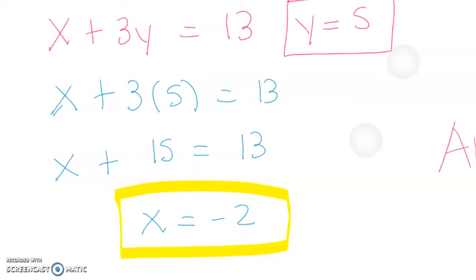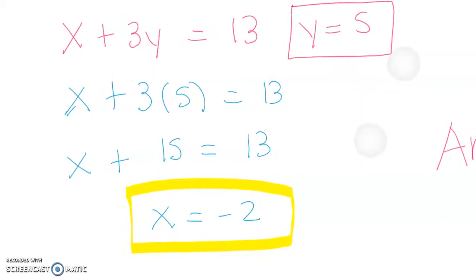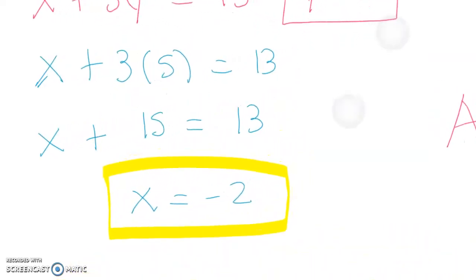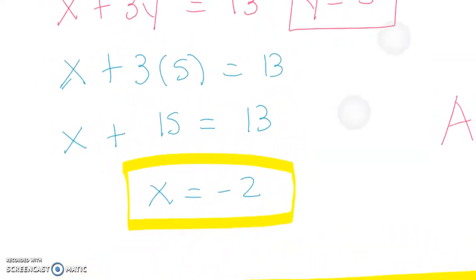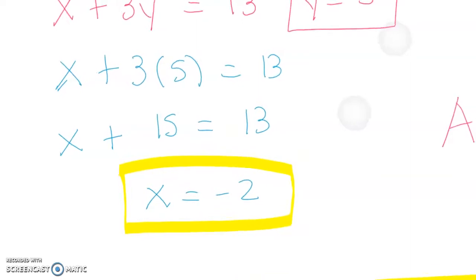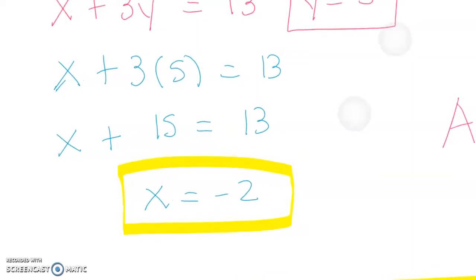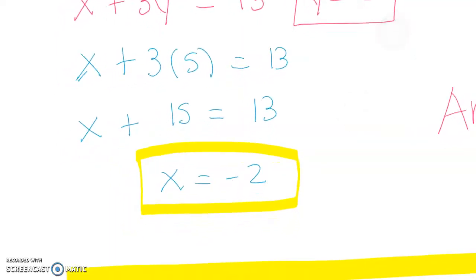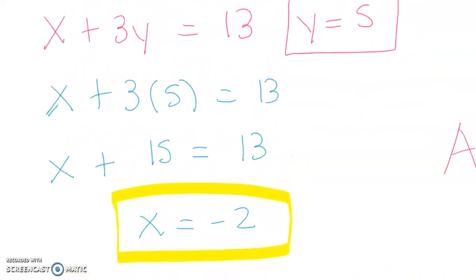Then get x on its own. You might be thinking, how do I know to bring over the plus 15? Well, because you're solving for x, aren't you? If you want to find x, you need to get x on its own. Now, I know I skipped a step there. I should have said x equals 13 minus 15. Because when I bring over the plus 15, it becomes a minus 15. x is minus 2.